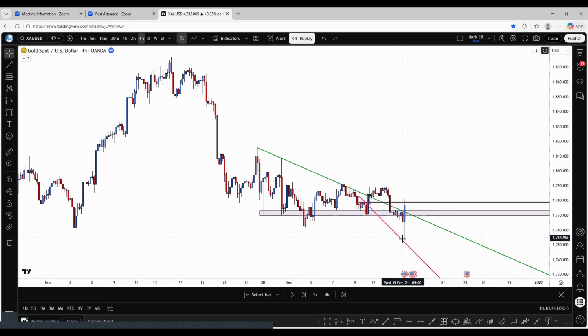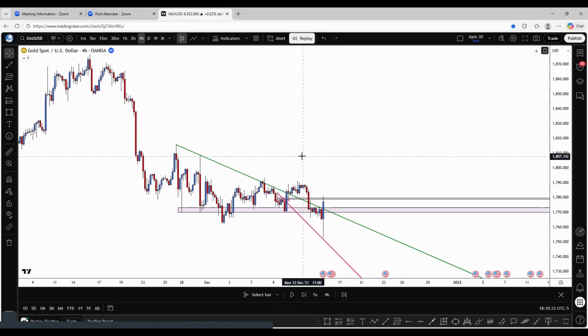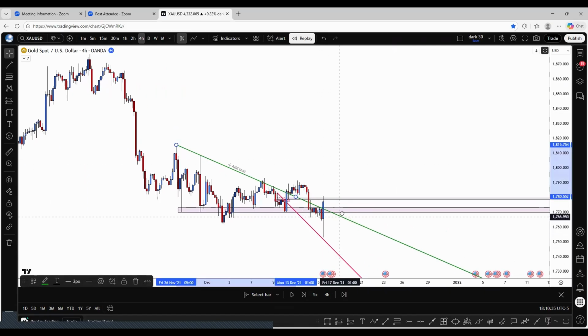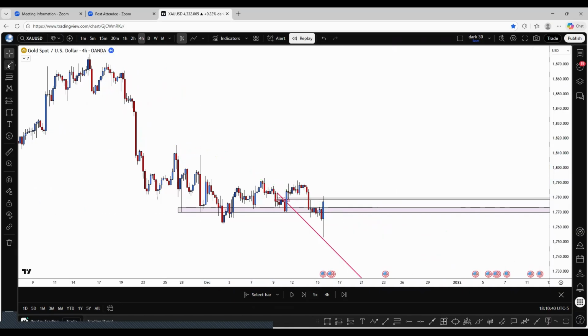So what it did was come back down here and wick up again. So I probably could adjust this. Let me see. Let me delete this and redraw it.